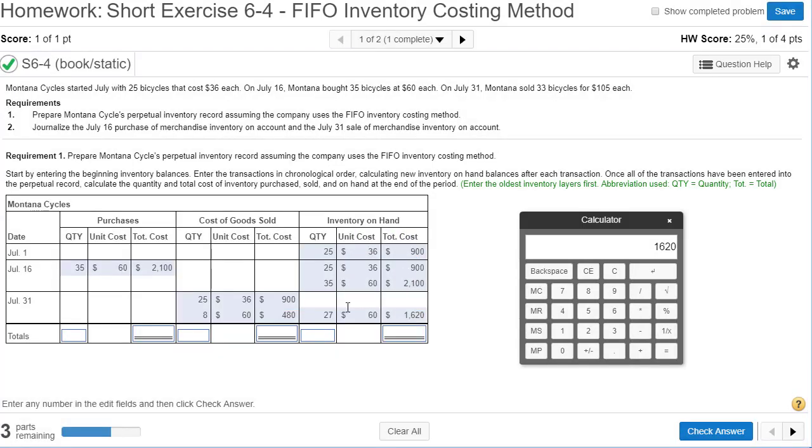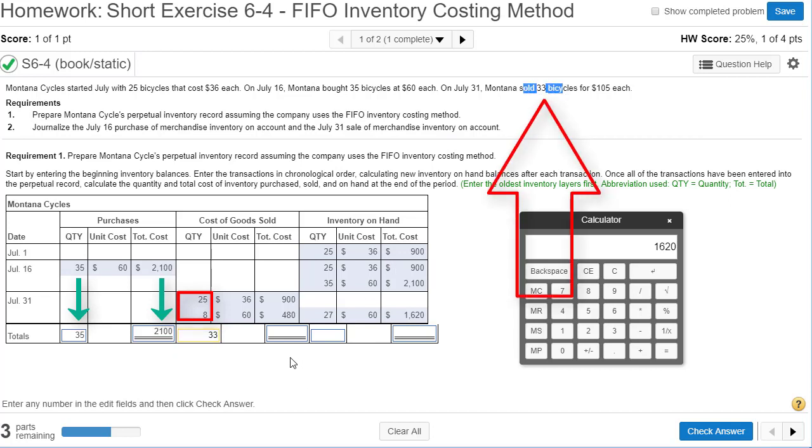Now we're going to bring down our totals. So let's work on the purchases column. We purchased 35 for a total of $2,100. Now let's work on the cost of goods sold column. How many did we sell quantity-wise? We sold 25 plus 8 is 33, which matches this 33 up here. And what was the total cost of goods sold for the whole month? Well, 900 plus 480 gives us 1,380.